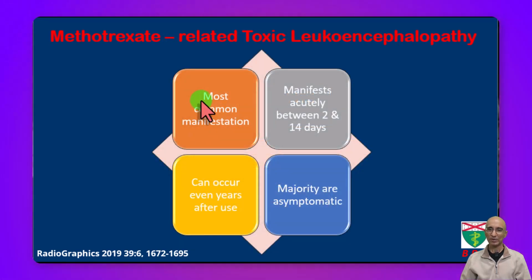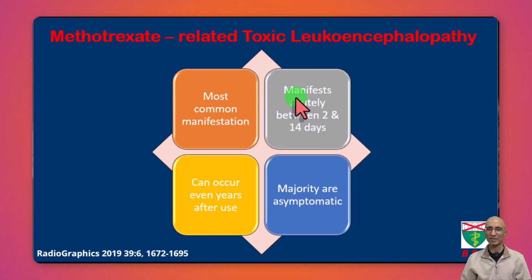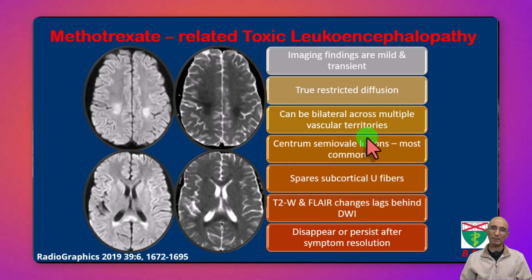So in terms of methotrexate-related toxic leucoencephalopathy, as I alluded, it's one of the common manifestations of CNS toxicity from methotrexate. It is usually seen 2 to 14 days after administration of methotrexate, but rarely it can also happen many years after administration of methotrexate. So if you see characteristic imaging findings, it is important not to dismiss it if the patient has not received recent methotrexate. Majority of these patients can be asymptomatic. So the imaging findings can be mild and transient.